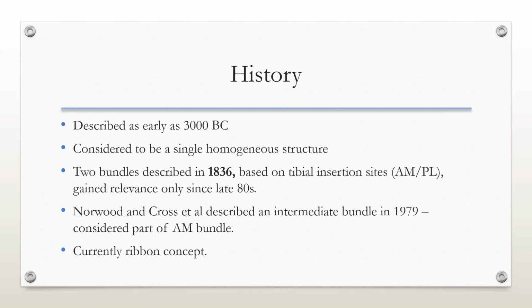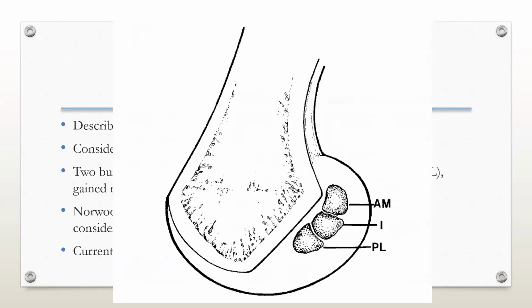The two bundle concept was introduced as early as 1836 by Weber, based on the tibial insertion sites, as the anteromedial and the posterolateral bundle. However, it only started gaining relevance since the late 80s. In addition to the two bundle concept, there was also a three bundle concept introduced by Norwood and Cross et al. in 1979, where they described the presence of an additional intermediate bundle in addition to the AM and the PL bundle. This was a description of an anterior bundle, intermediate bundle, and PL bundle based on the femoral sites.